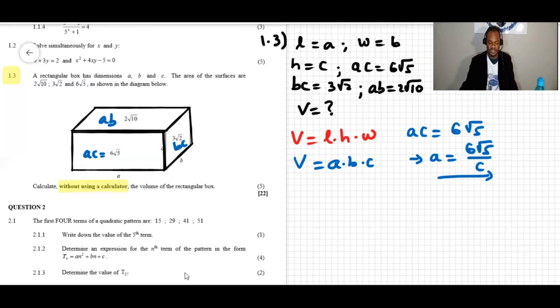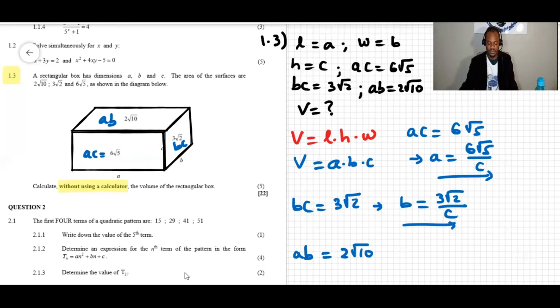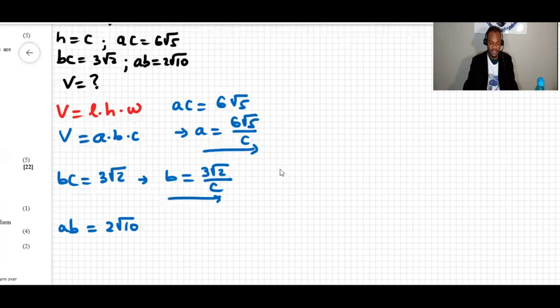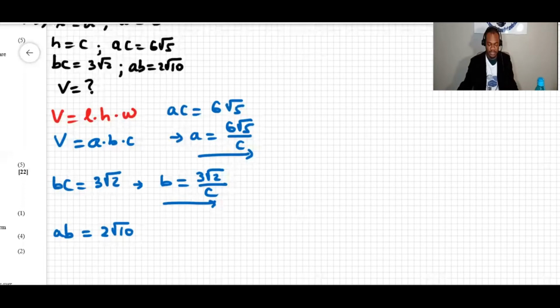Now let's look at BC also. We know that BC is 3 root 2. If we divide both sides by C, B is equal to 3 root 2 over C. So we have B also expressed in terms of C. And then we also have AB, which is given by 2 root 10. Now we can substitute the values of A and B that we got here to work out AB. So in other words, I'm going to do this.